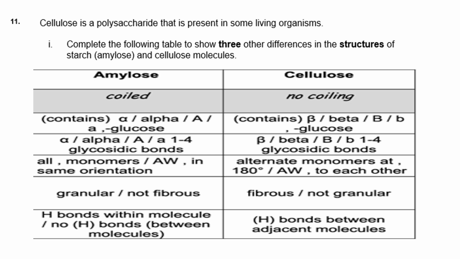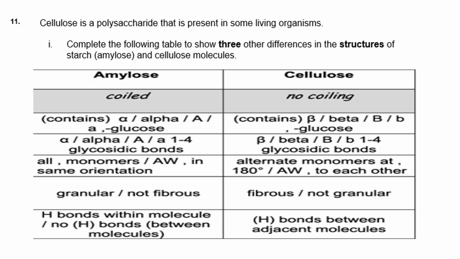Amylose is not fibrous, it's not structural, whereas cellulose is fibrous. And we have hydrogen bonds in both of them, but the big difference is the hydrogen bonds in amylose are within the molecule itself, whereas in cellulose you have hydrogen bonds joining cross members to make the structure very, very strong.